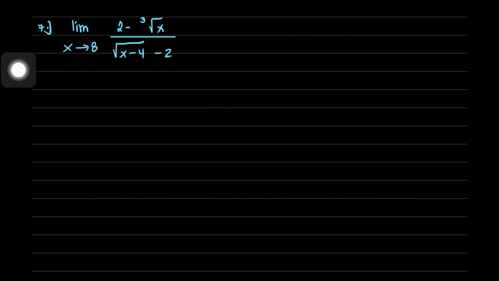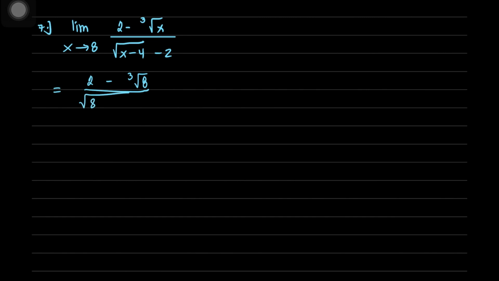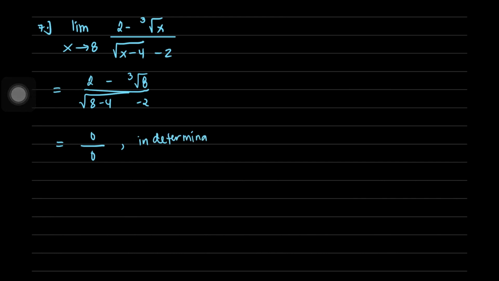So the first thing that we're going to do when we're finding limits is to determine the function of a with a given function. So since a is equal to 8, this would now be equal to 2 minus cube root of 8 all over the square root of 8 minus 4 minus 2. And this is equal to, cube root of 8 is equal to 2, so 2 minus 2 is equal to 0. All over 8 minus 4 is equal to 4, the square root of 4 is equal to 2 minus 2, so that's also equal to 0. So it turns out again that this is indeterminate.